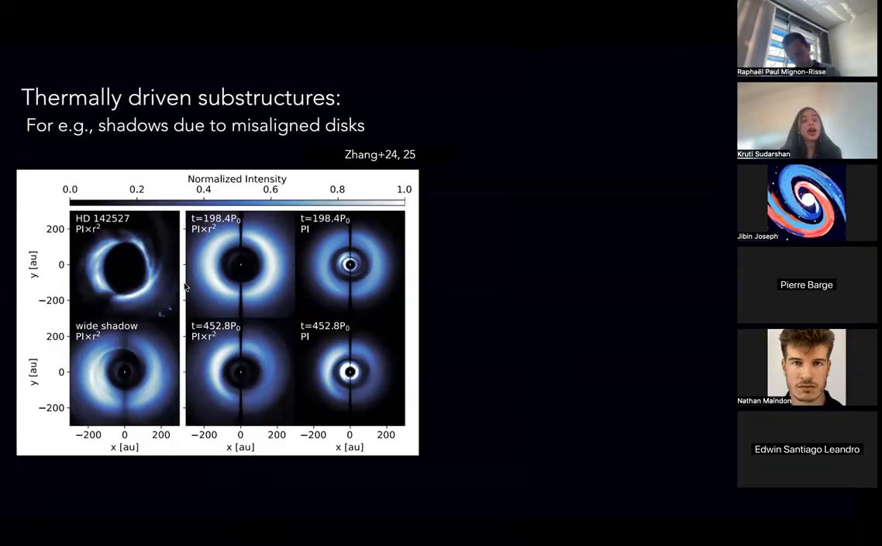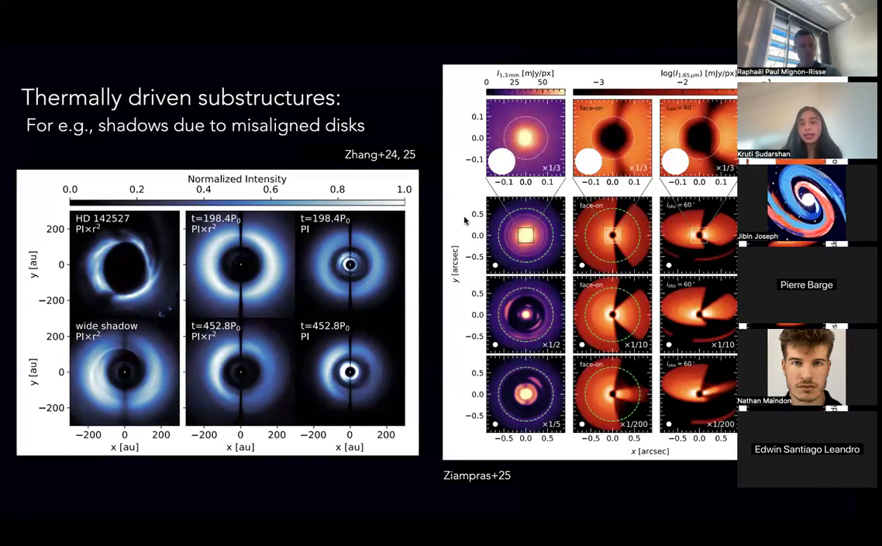For example, if you have a misaligned inner disk, that can cast shadows in the outer disk, and if you run radiation hydro simulations, you find these spirals in scattered light, and there are even some long-term implications in the midplane, forming these rings and even sometimes vortices. I show these two simulations because the synthetic observations from these radiation hydro simulations are the most realistic, in the sense that they include a lot of physics. And to actually resolve the temperature structure correctly, we need radiation hydrodynamics.